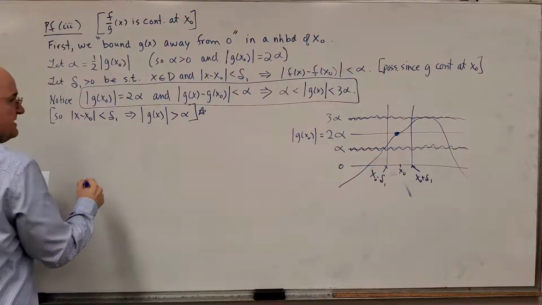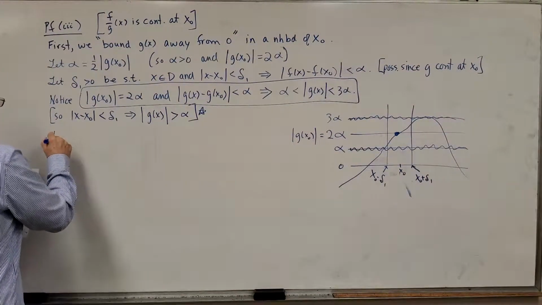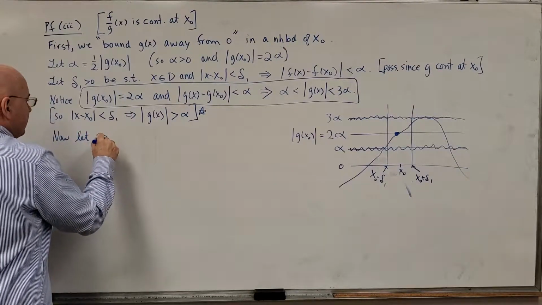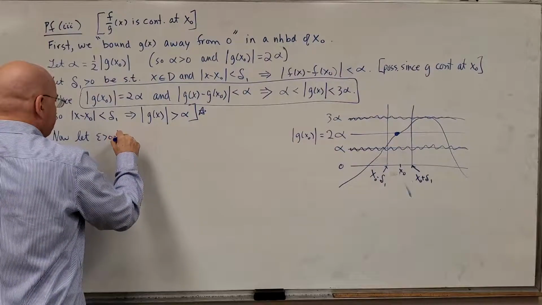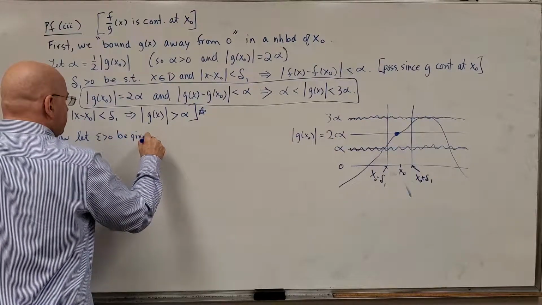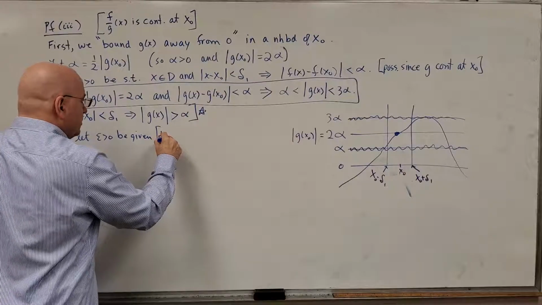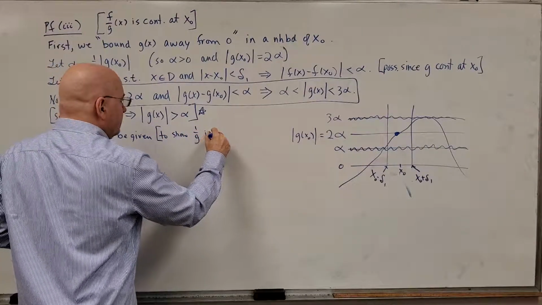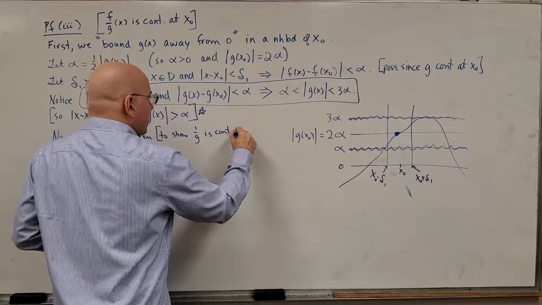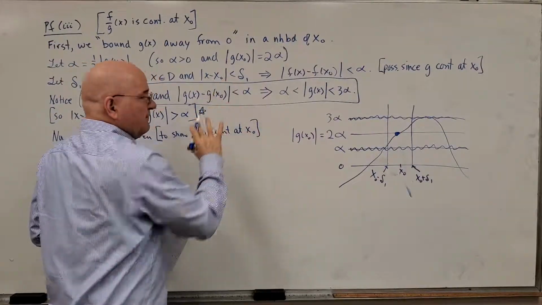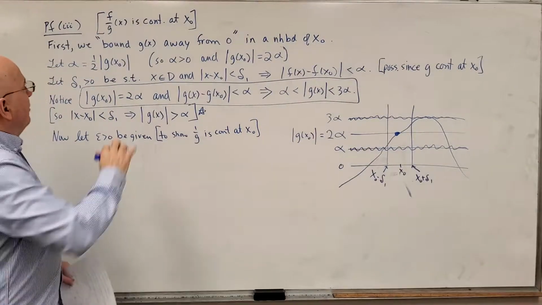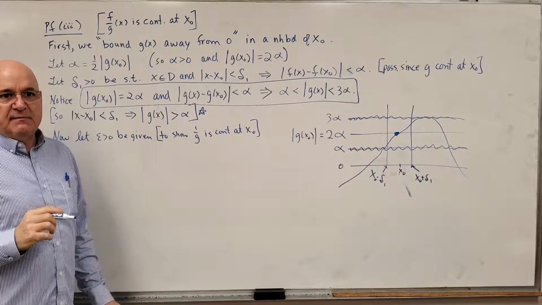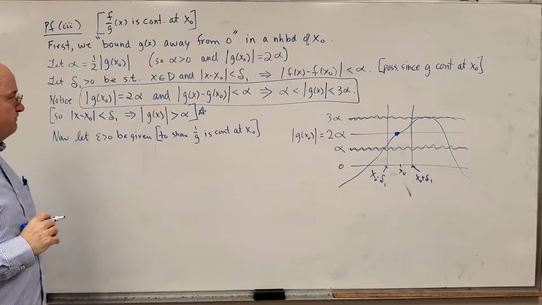Okay, let's finish up. See if I can leave that picture on the board without running out of room. Now, let epsilon greater than 0 be given. And I'll tell you why we're doing this: to show that 1 over g is continuous at x naught. That's what all of this previous work has been to do. I know we're going to prove f over g is continuous, but the main part of it is just going to be proving that 1 over g is continuous at x naught.